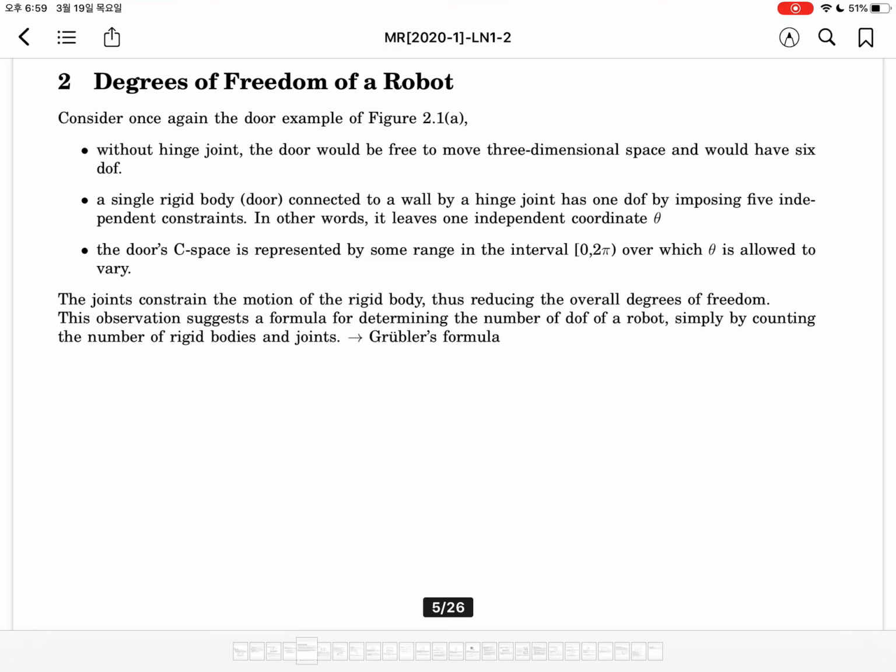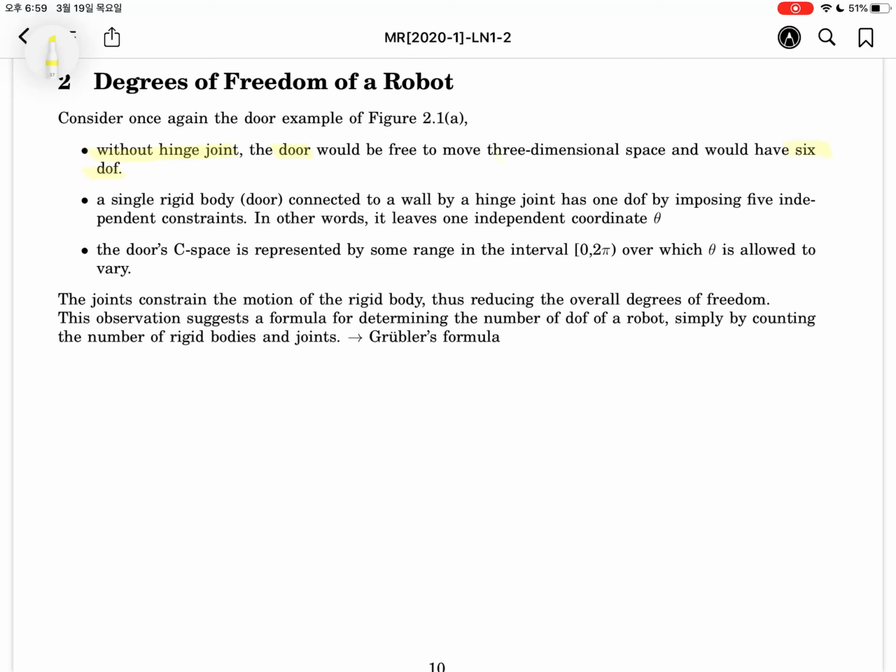The second topic, section 2.2, degrees of freedom of the robot. Consider the example of the door. In the case of the door without a hinge joint, the door is a rigid body, and it has 6 degrees of freedom because each motion will depend on the three-dimensional space.